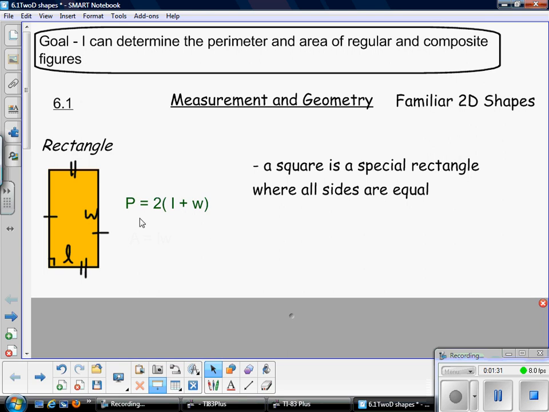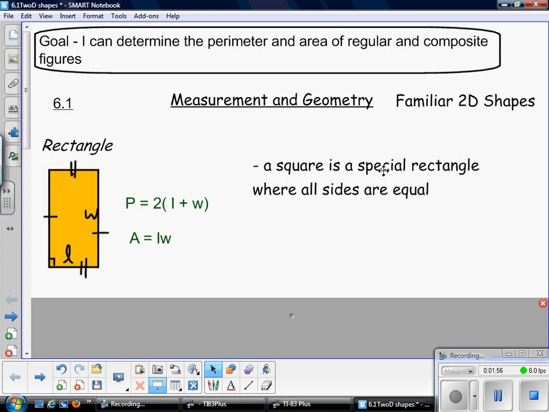So one way that we write the formula, and this is the way it is on the formula sheet, is 2 times everything in the bracket, so length plus width, and then multiply it by 2. We also know that its area is length times width. Again, you've worked with this before and you don't have to memorize the formulas.